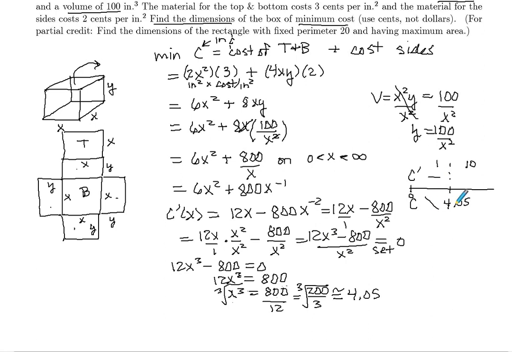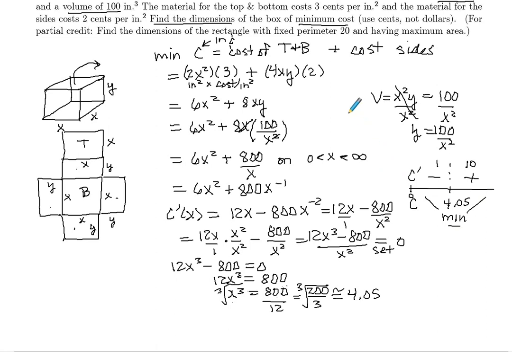So cost is decreasing. Plug in a 10. 12 times 10 cubed. 10 cubed is 1,000, so that's 12,000 minus 800. That's positive on the top. 10 squared on the bottom is positive. Positive over positive is positive. Now cost is increasing. Yep, that's a min.